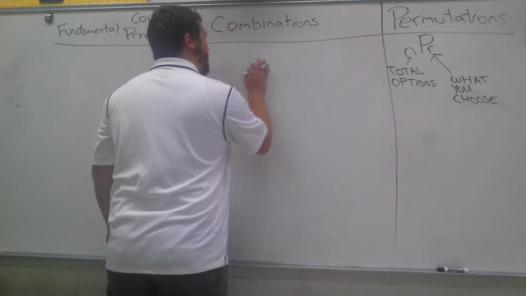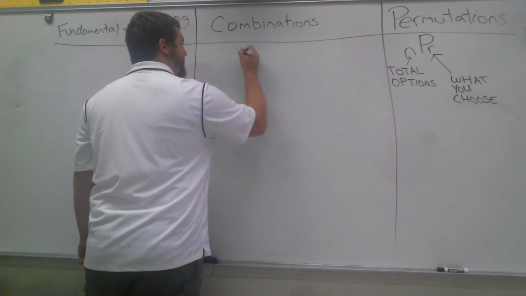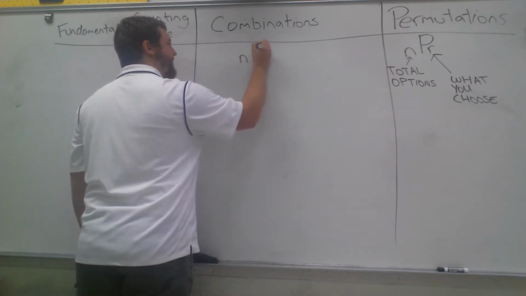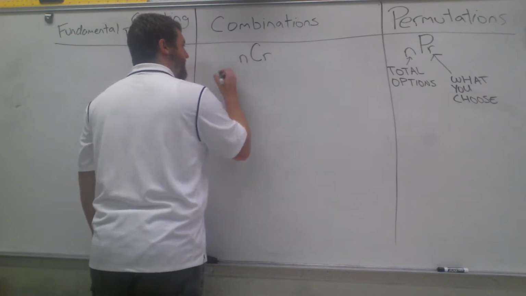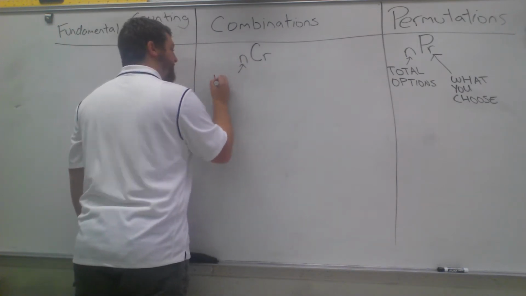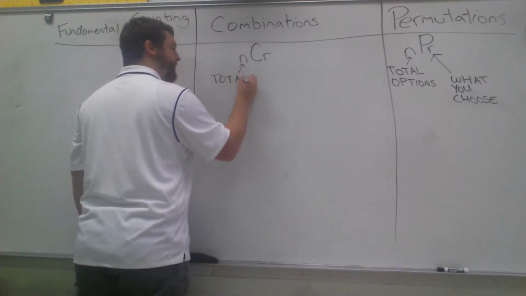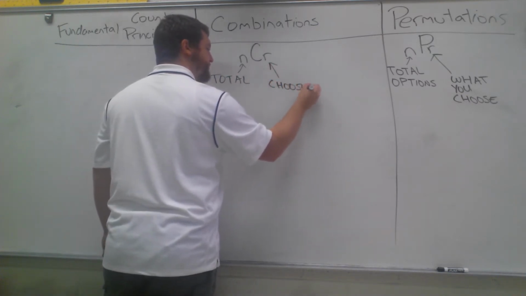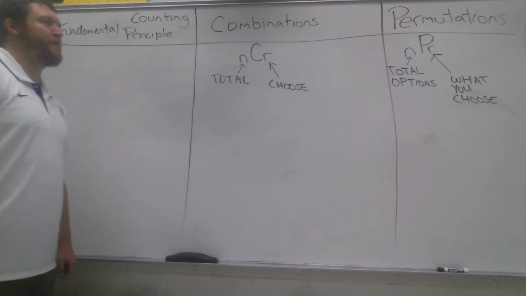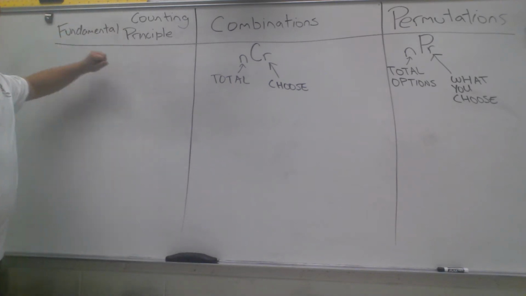Okay? Combinations notation. Very, very similar. N, C, R. Letters mean the exact same thing. I'm going to just put total, choose.